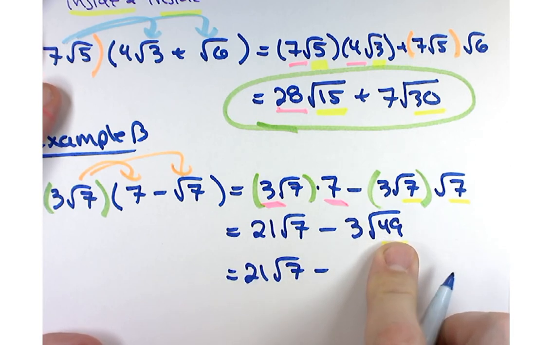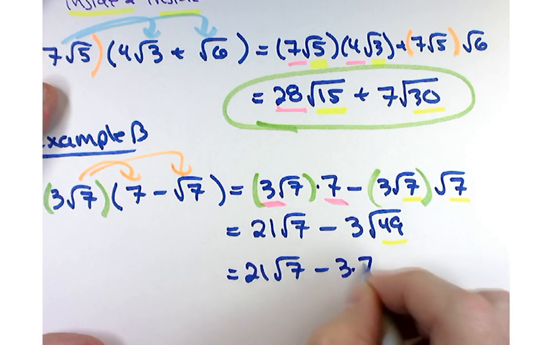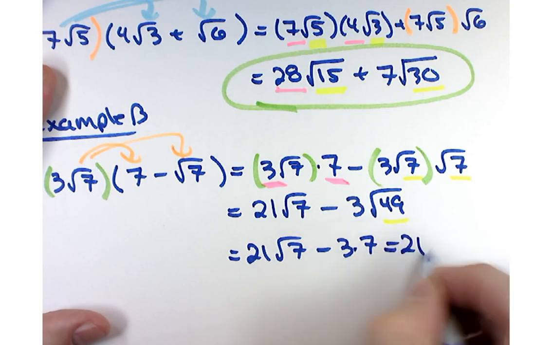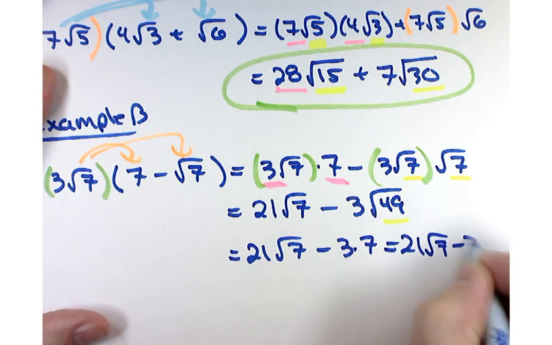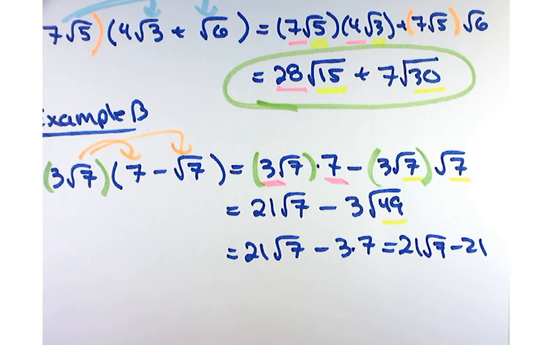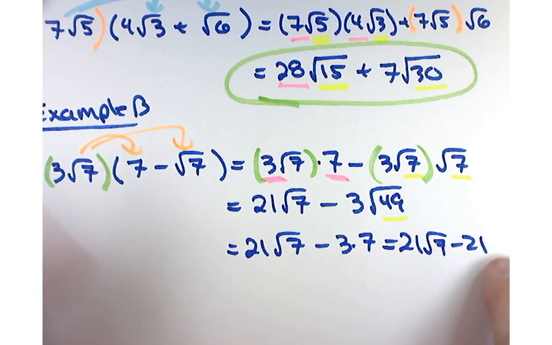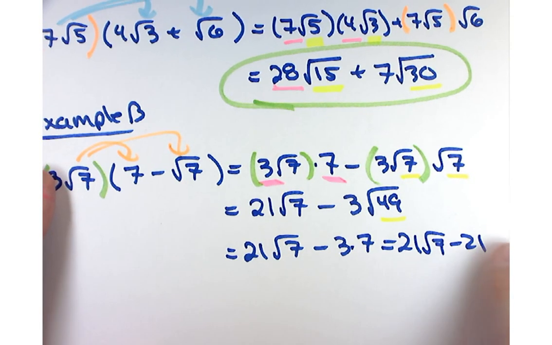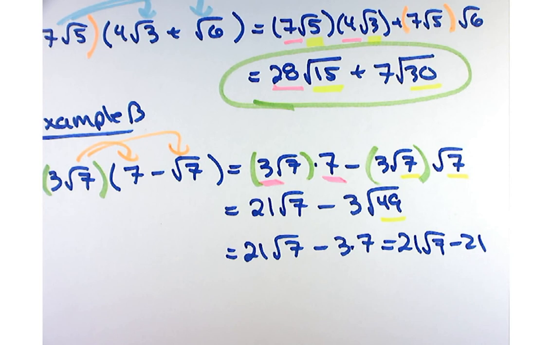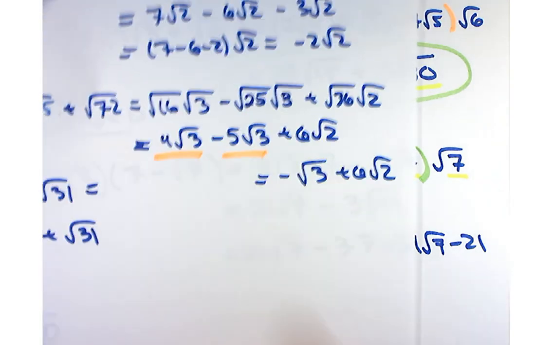7. Yeah, so minus 3 times 7, and 3 times 7 is 21. So 21 square roots of 7 minus 21. It's tempting, but can I subtract this and just write square root of 7? No. This would have to have a square root of 7 on it in order for us to combine things.